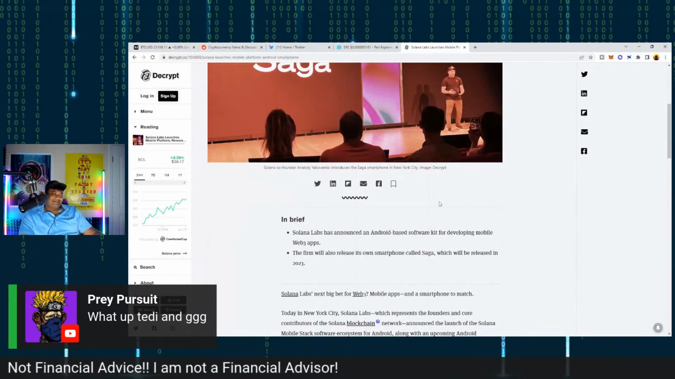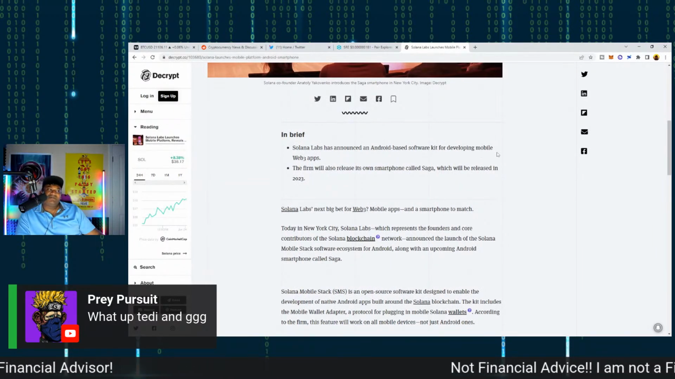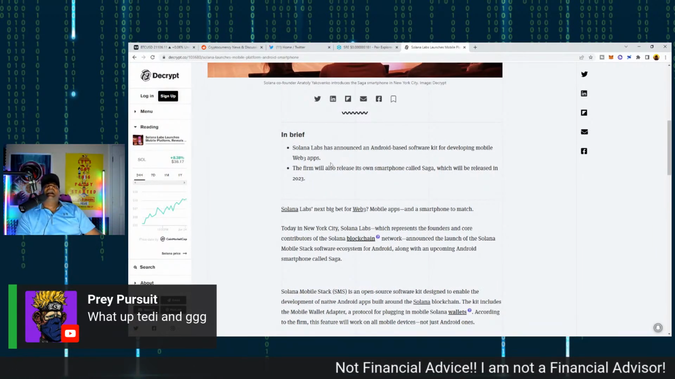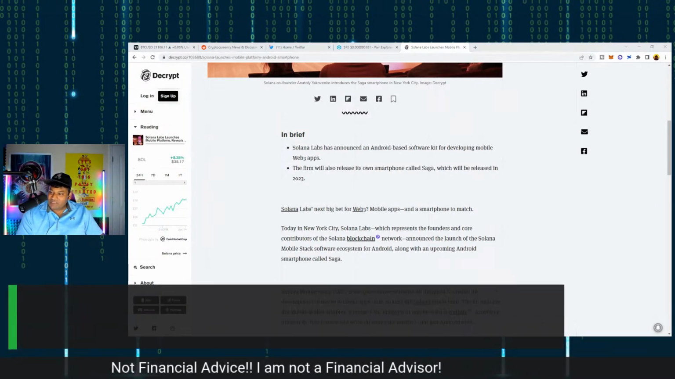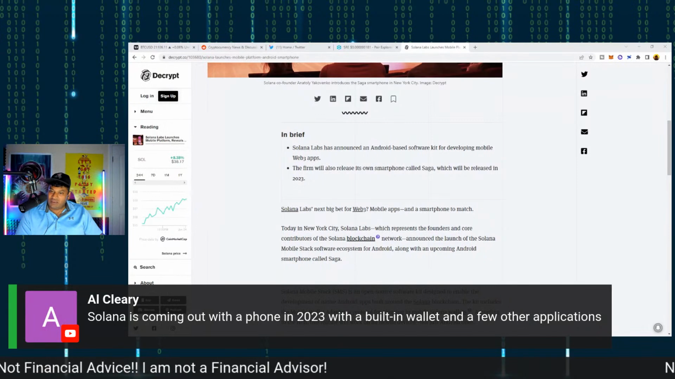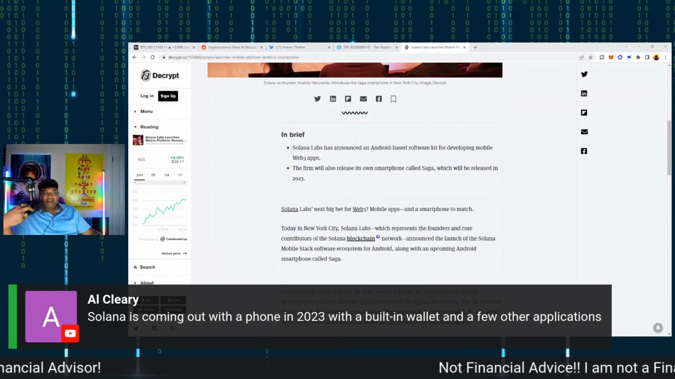Yeah. Solana Labs has announced an Android-based software kit for developing mobile Web3 apps. I love Web3. Web3 development. Let's go. Solana is coming out with a phone in 2023 with a built-in wallet and a few other applications.